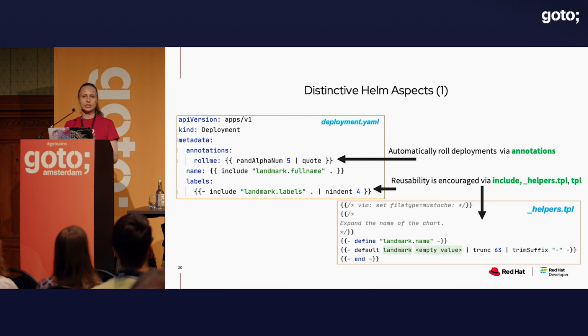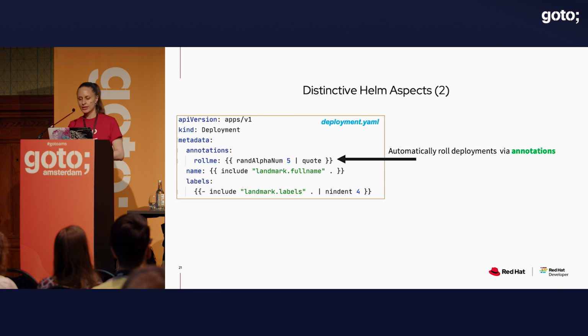Secondly, reusability is encouraged. Of course, we're working with templates. Reusability is encouraged, but it's encouraged not just with the templates, it's also encouraged with the helpers under .tpl and also with the include directive. And it's quite a good way to have less YAML and less complexity by just using these kinds of functions.